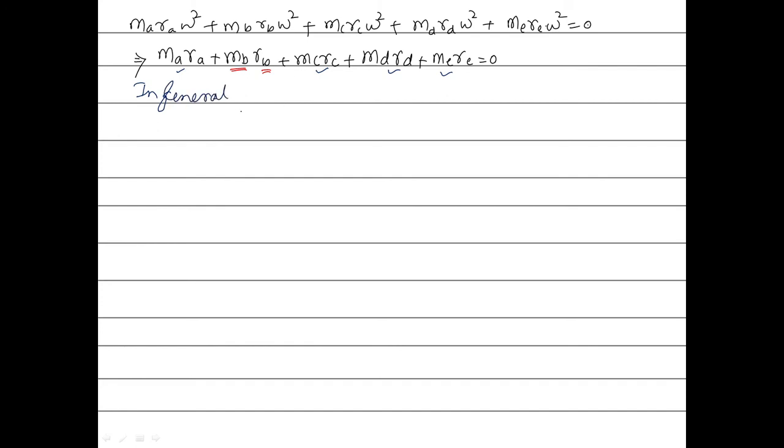In general, if the summation of MR is the vector sum of MARA, MCRC, MDRD, etc., then the summation of M into R plus M into RB should be equal to 0.